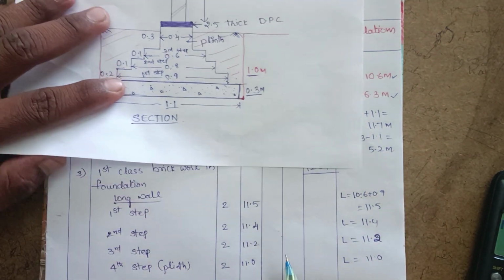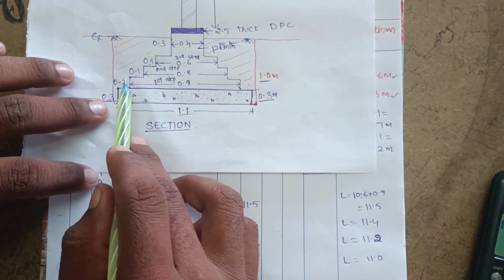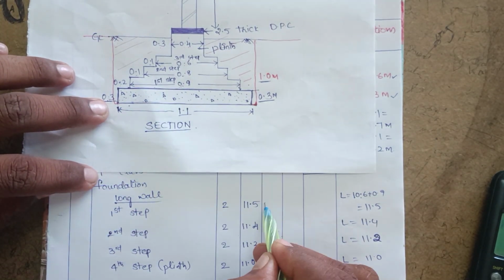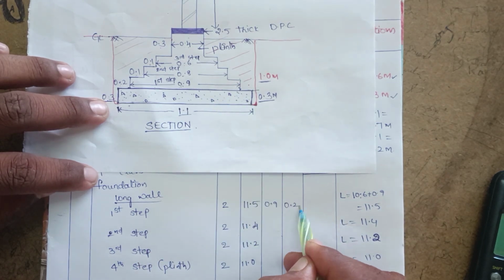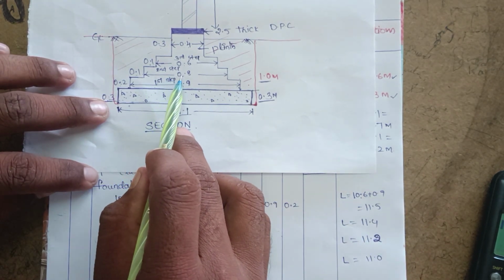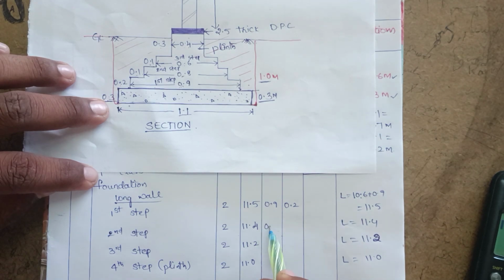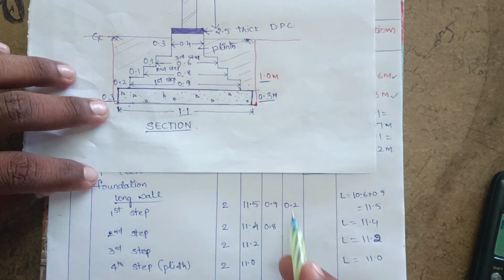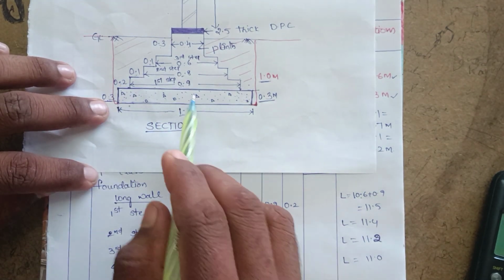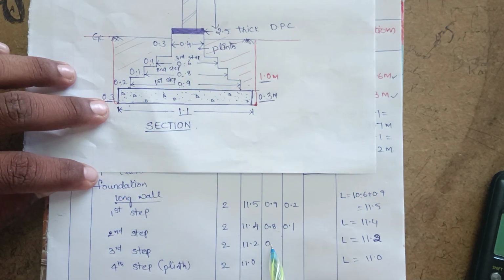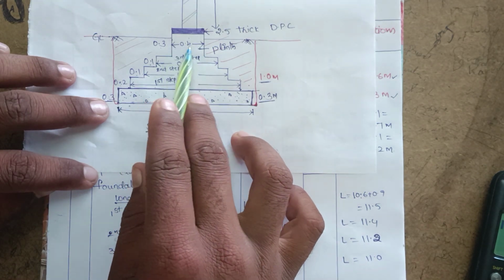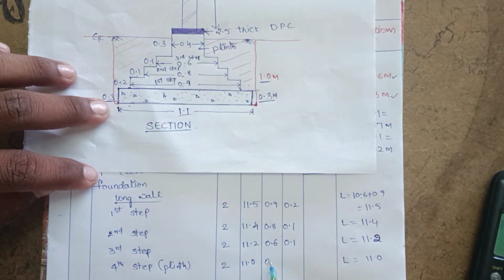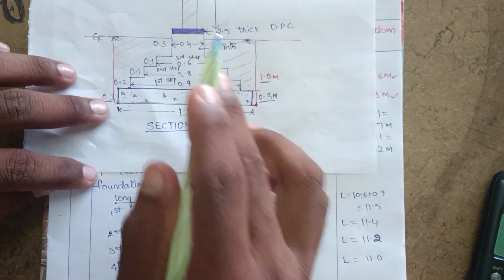And the width here: the first step width is 0.9 and the depth is 0.2. For the second step, the width is 0.8 and the depth is 0.1. For the third step, the width is 0.6 and the depth is 0.1. For the plinth, the breadth is 0.4 and the depth is 0.3.